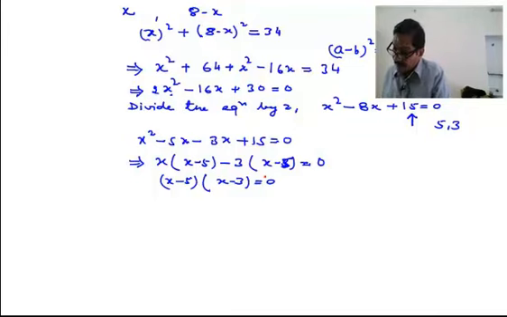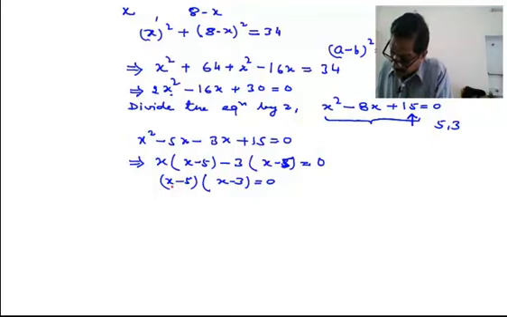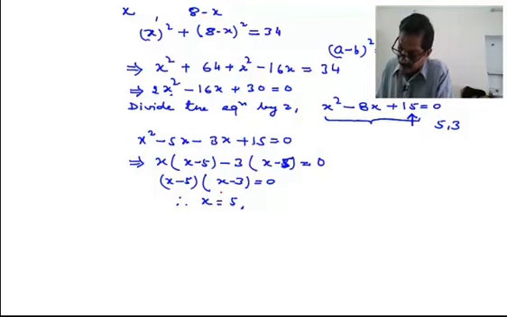Now I have factorized the polynomial which was there on the left hand side, that is x square minus 8x plus 15 is equal to 0. Now if x minus 5 is equal to 0, I obtain x is equal to 5. And if I put x minus 3 is equal to 0, I obtain 3. That is, the two roots of this equation are 5 and 3.